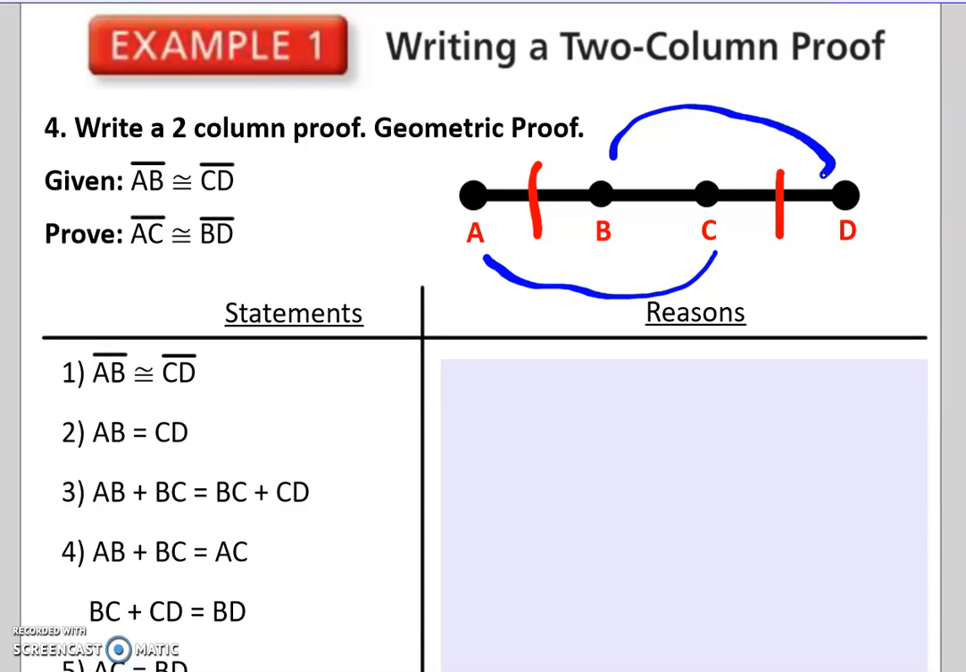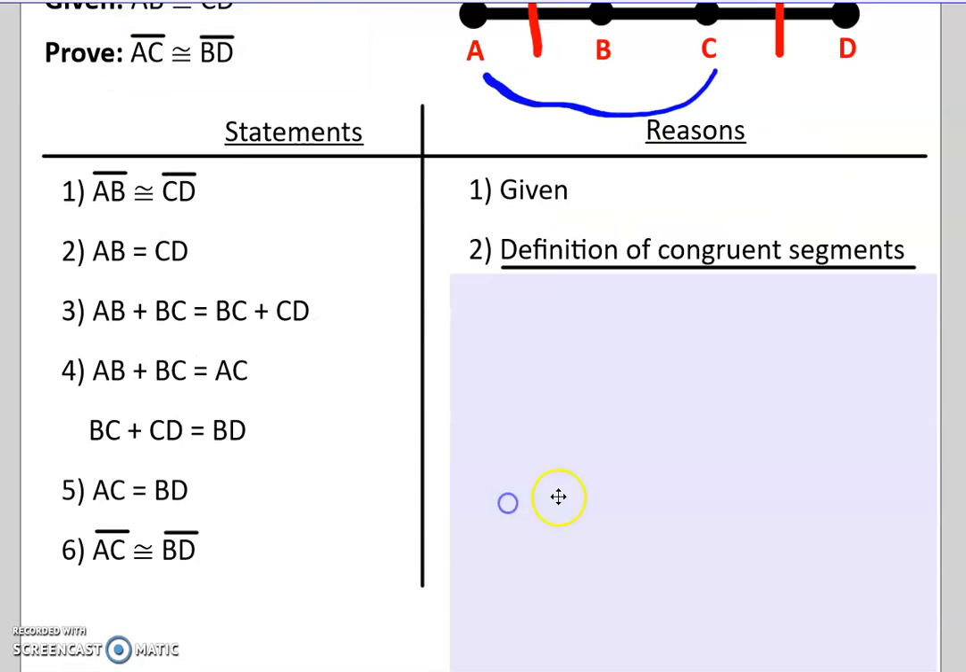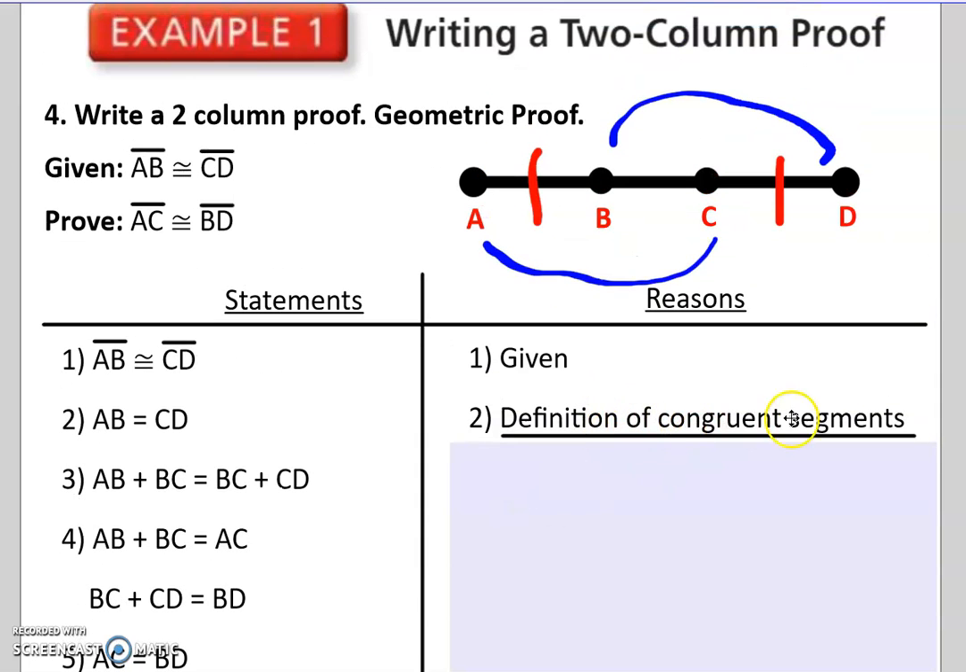Okay, so we know they always start off with given. This is easy, guys, so an easy way to remember it. We can always go from congruent statements. What do I know about congruent statements? They're going to now be equal, right? Segments that are congruent mean that they're equal. And that reasoning is the definition of congruent segments. So AB is congruent to CD means that AB equals CD, which they told me.